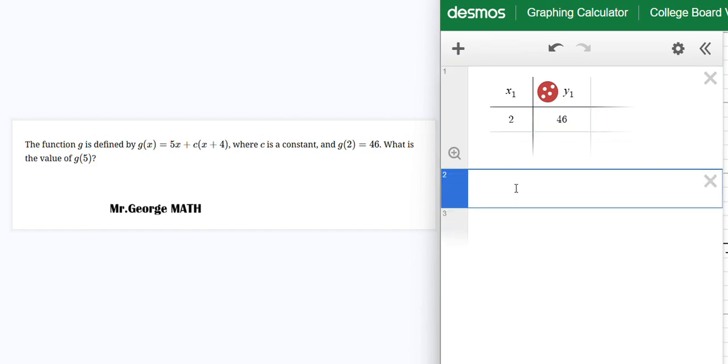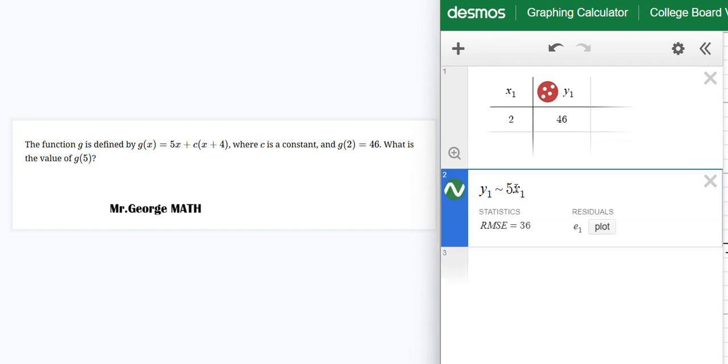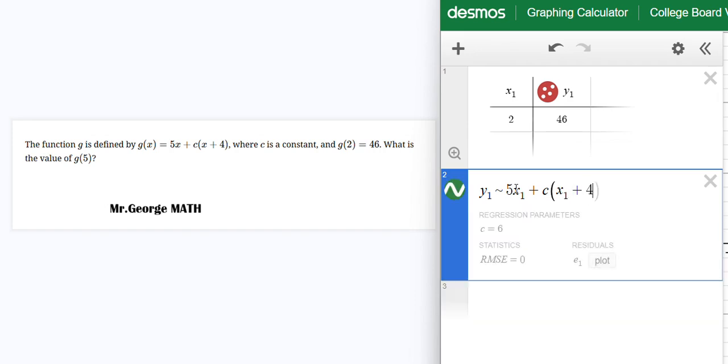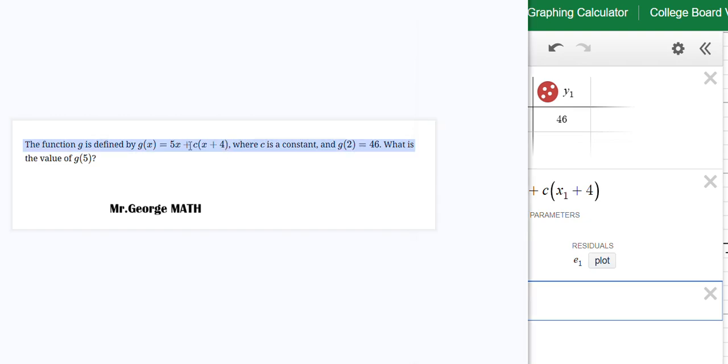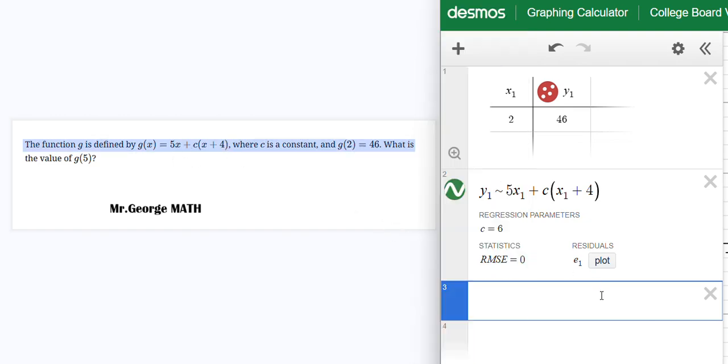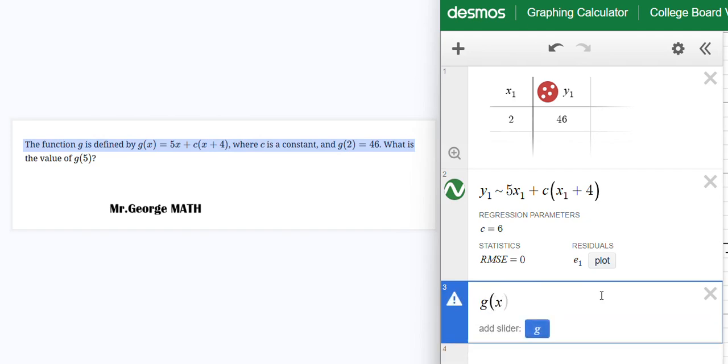Then you type in the equation as y1 and x1 as you know, so y1 tilde 5x1 plus c open parentheses x1 plus 4. Then you go enter and write the equation exactly the same way over here: g of x is equal to 5x plus c parentheses x plus 4.